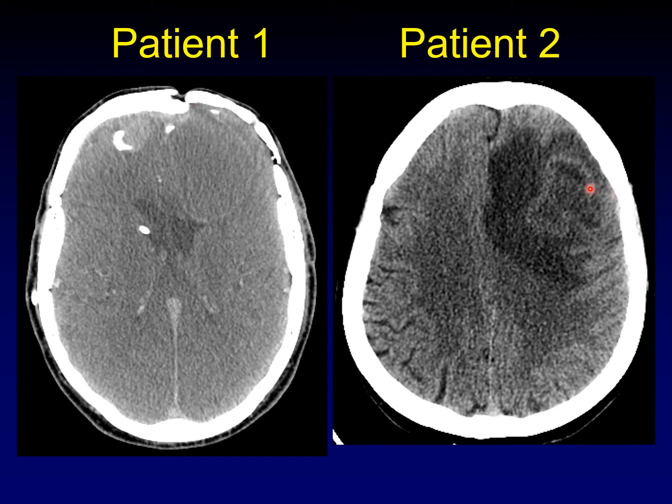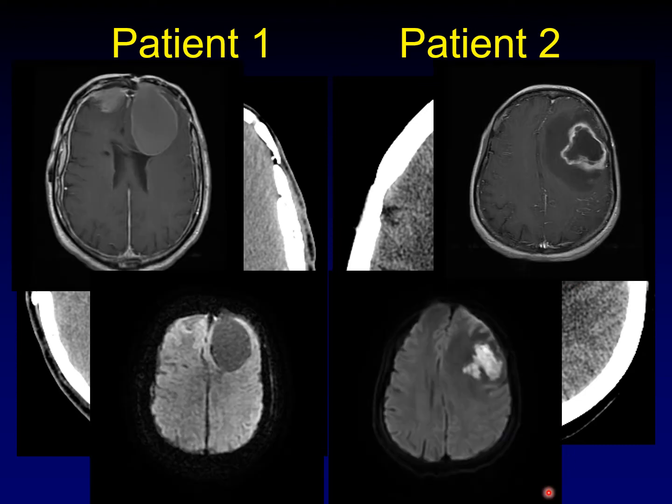In patient 2, there is a lobular mass with a thicker rim and a ton of surrounding vasogenic edema. When we look at the MR images, we see that patient 1 has a very thin, regular rim around the mass, and it is oval in shape, whereas patient 2 has an irregular mass with a thickened rim of enhancement that has variable thickness around the perimeter.